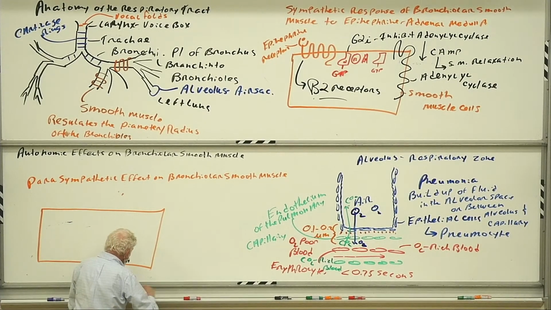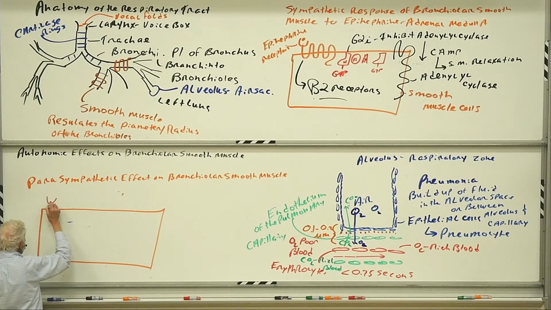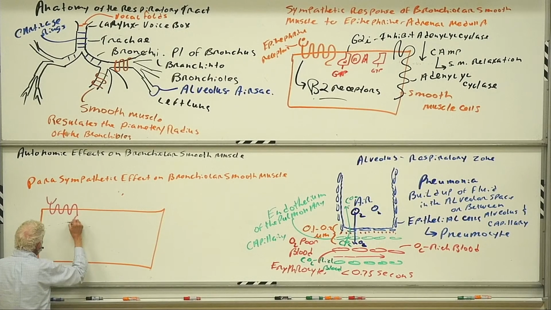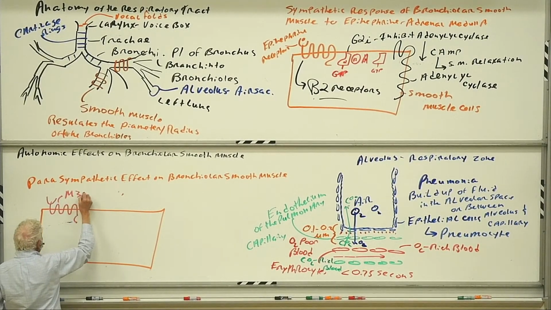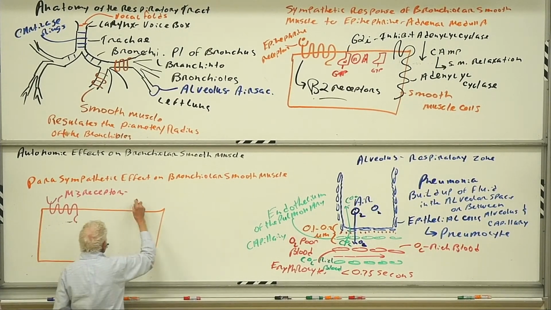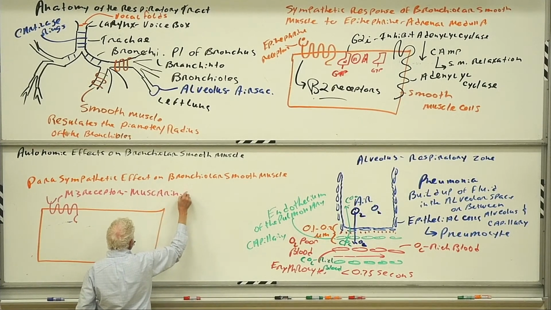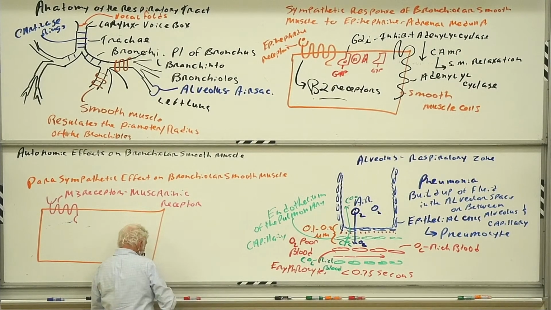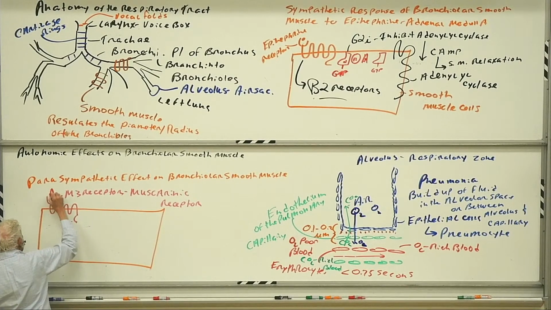Now, again, there's a G protein coupled receptor. It crosses the membrane 7 times: 1, 2, 3, 4, 5, 6, 7. This is said to be an M3 receptor, which of course is a type of muscarinic receptor. And you remember that the muscarinic receptors bind acetylcholine.